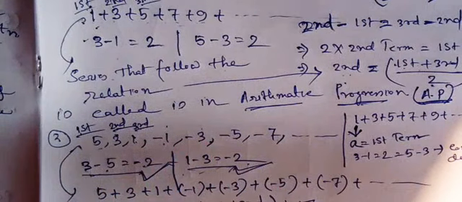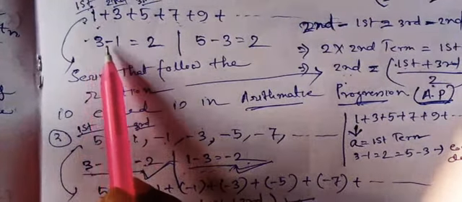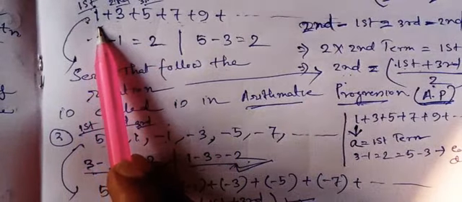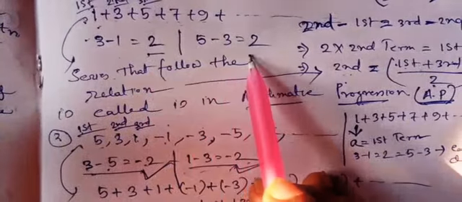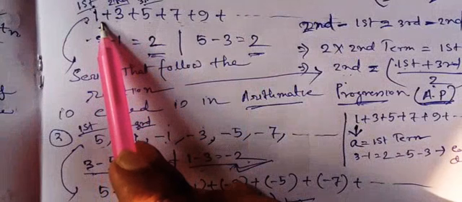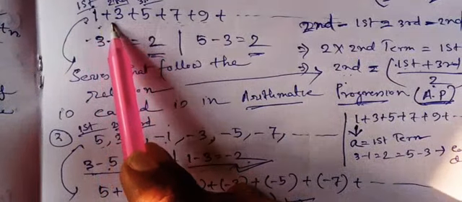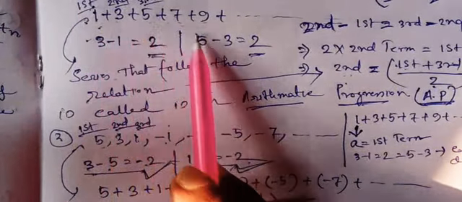Now for an arithmetic progression, we have to remember two things. First is the first term, this is called the first term, and the second thing is the common difference. This is the common difference. 2 is the common difference, which means if we add 2 to any previous term, we get the post term. 1 plus 2 is equal to 3. So these are the relations.